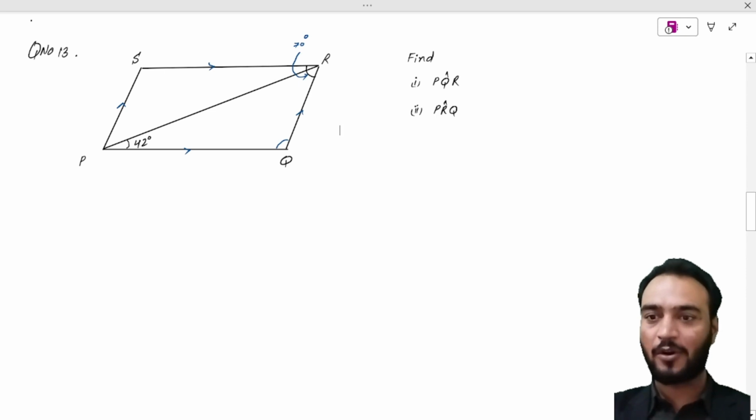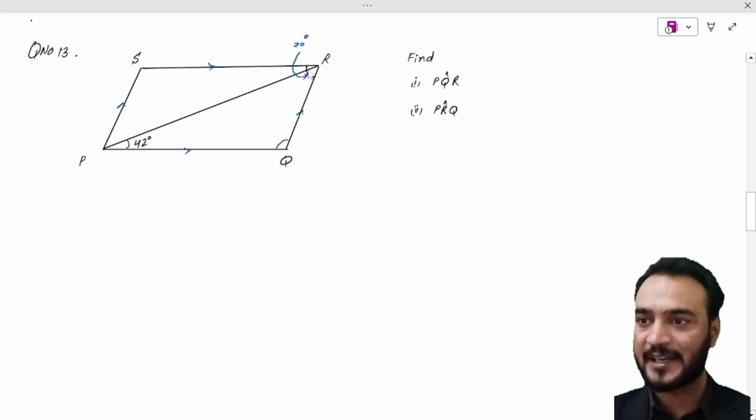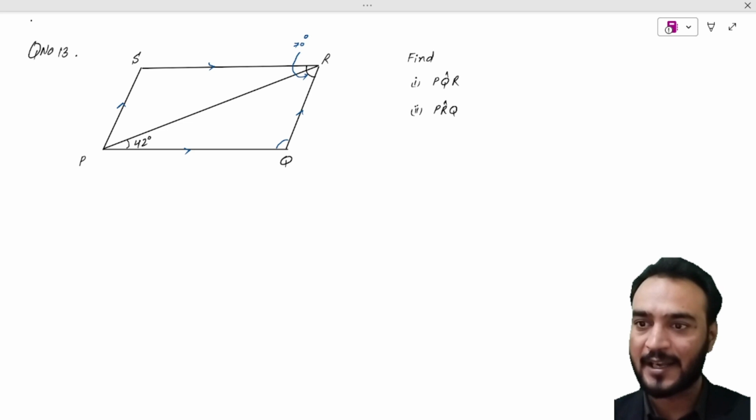This is the parallelogram PQRS, where PQ is parallel to SR and QR is parallel to PS. The angle QPR is equal to 42 degrees, and the angle QRS is equal to 70 degrees. We need to find the angle PQR. This is the angle PQR which we have to find. To find this angle, we need to find this angle first.